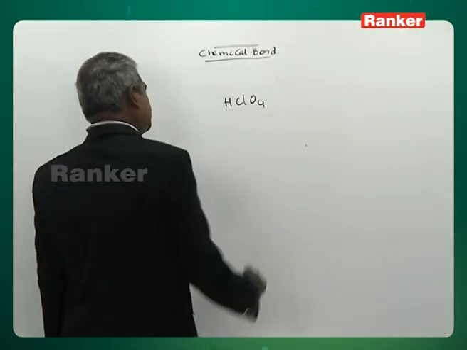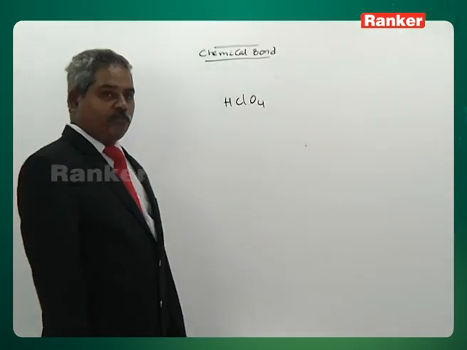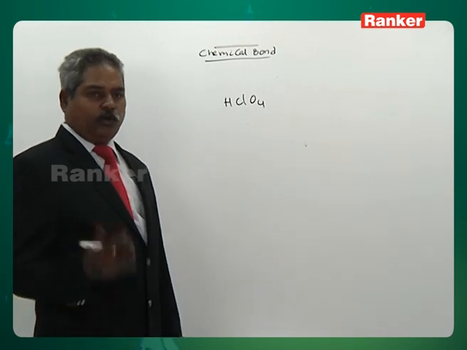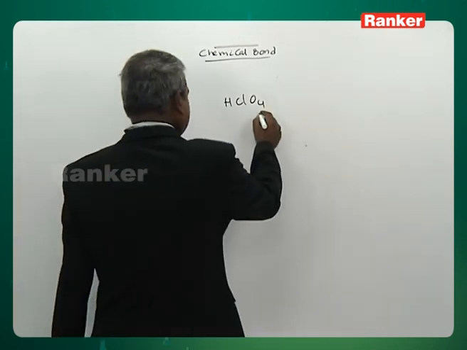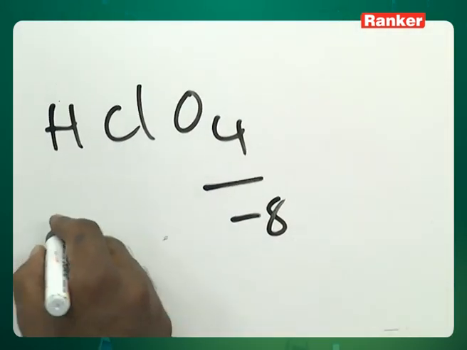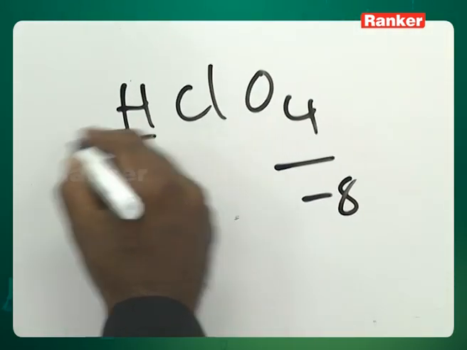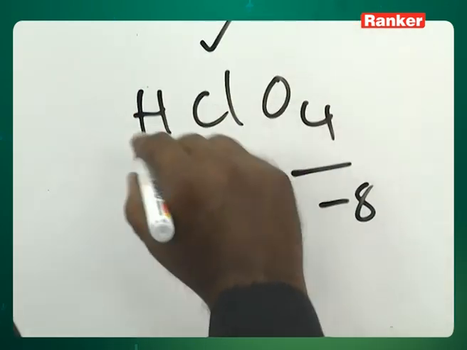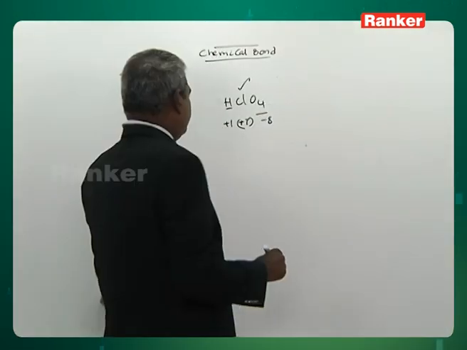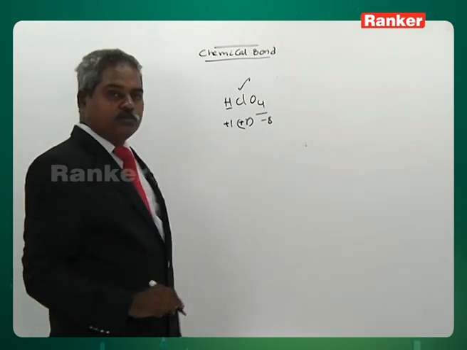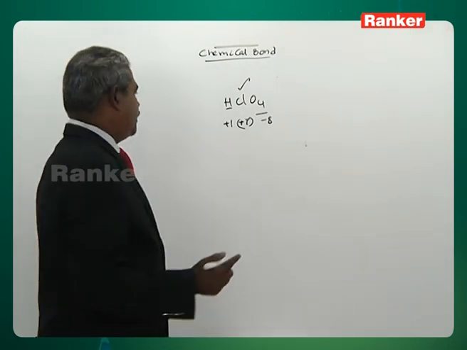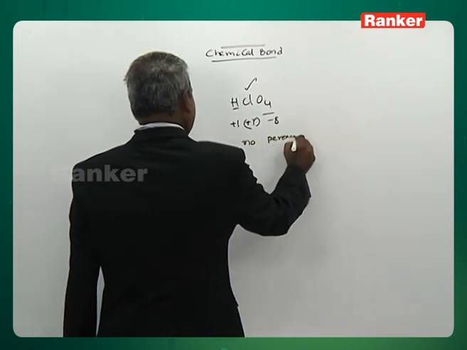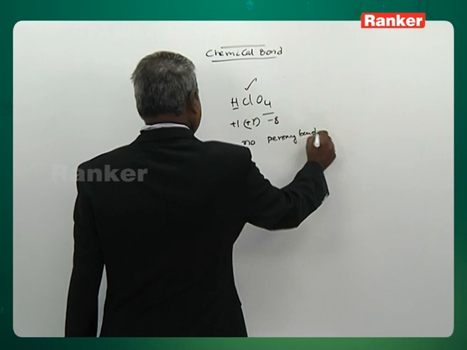HClO4, does it have a peroxy bond? How to find? Is there any fixed element? 1A, 2A, fluorine? No. Therefore, give minus 2 to oxygen, minus 8, and hydrogen, in most cases, plus 1. Chlorine, plus 7. And that is okay for chlorine. Chlorine can afford plus 7. Chlorine belongs to the 7th group. Plus 7 is okay. Therefore, no peroxy bond once again. Oxygen-oxygen single bond is not there.